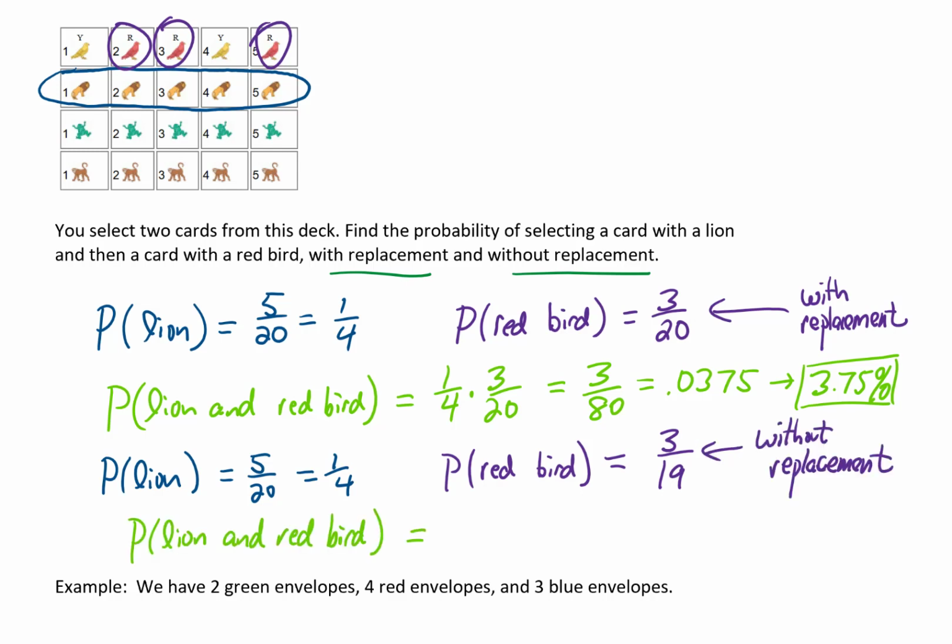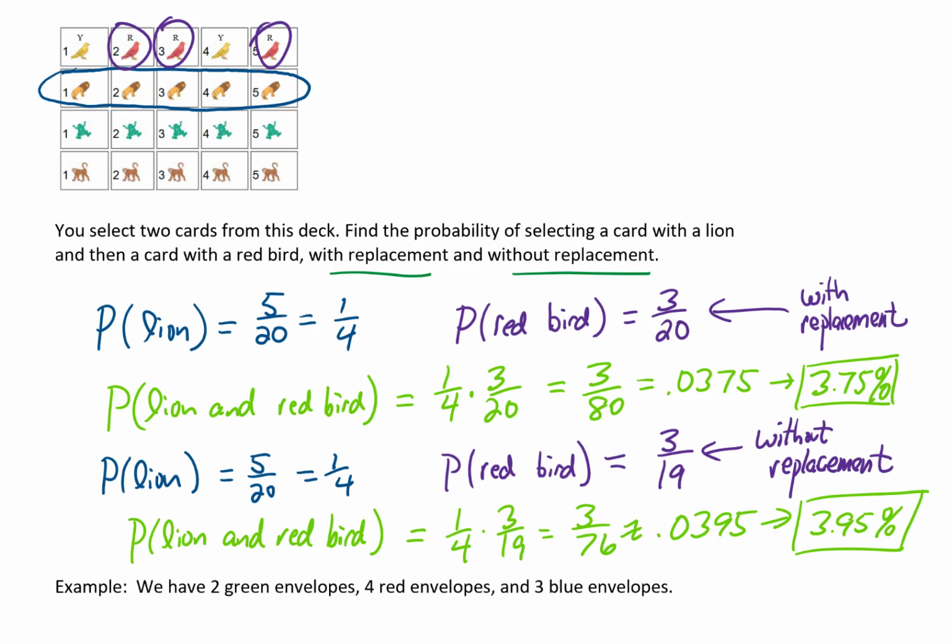And now, without replacement, the probability of drawing a lion with our first card and a red bird as our second card is going to come out to 3/76, and plugging that into my calculator gives me approximately 0.0395 as our probability. That's about a 3.95% chance of making those two draws.